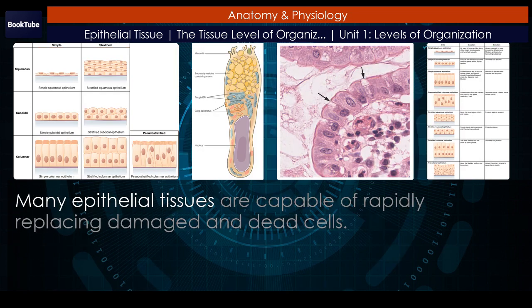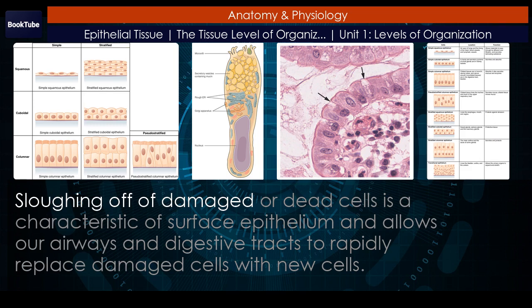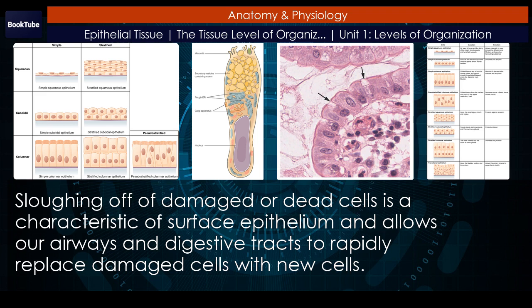Many epithelial tissues are capable of rapidly replacing damaged and dead cells. Sloughing off of damaged or dead cells is a characteristic of surface epithelium and allows our airways and digestive tracts to rapidly replace damaged cells with new cells.